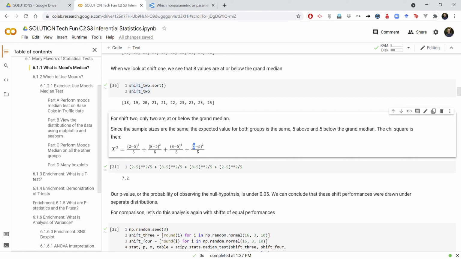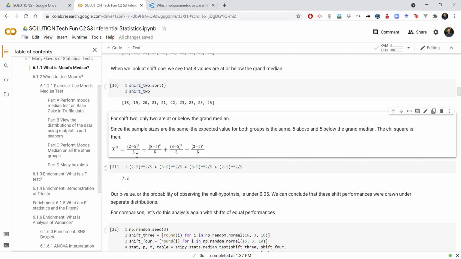The expected values: why are the expected values for each one of these groups always 5? Well, let's think about this. There are 10 samples in each of the shifts. If I am assuming that each shift is equal, that is, they're drawn from the same distribution, then within each shift of 10 samples, I would expect 5 to be above the grand median and 5 to be below, right? That's the definition of a median.